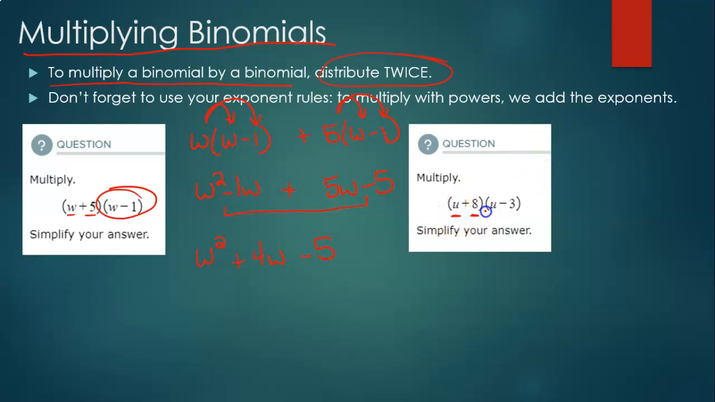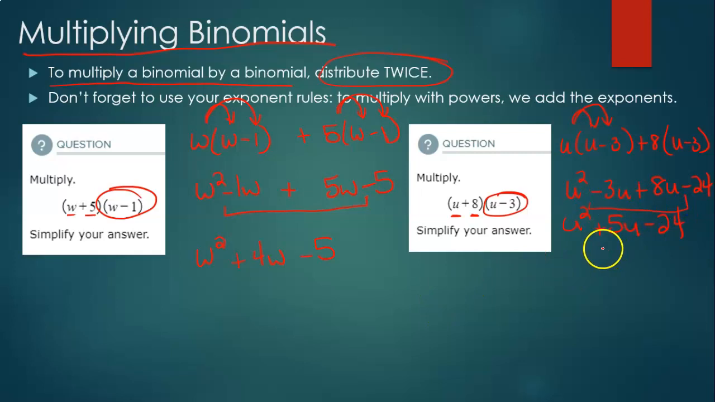Notice that you should have had 2 things being multiplied times u minus 3. We're both multiplying u times u minus 3 and 8 times u minus 3. So we're going to distribute each one. So we have u squared minus 3u plus 8u minus 24. U squared plus 5u minus 24, because we combined our like terms, and that's it. There is no equal sign, and there aren't any other like terms, so we stop there.